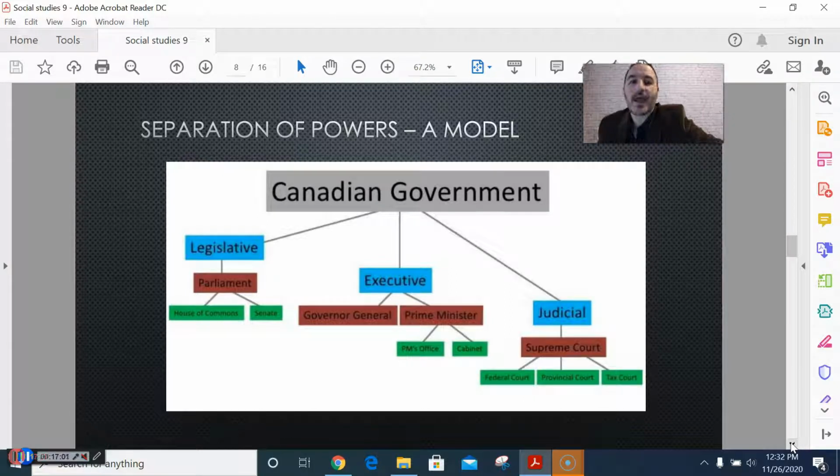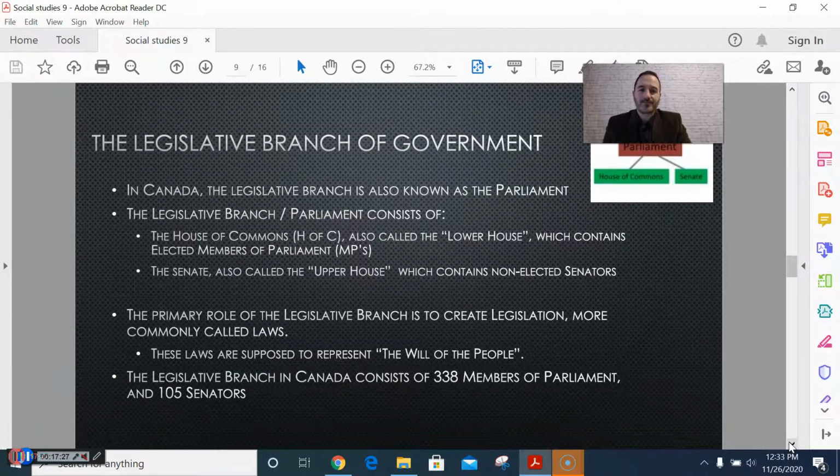That's delicious. Okay, so again, guys, legislative branch, Parliament, House of Commons, and Senate. We'll talk about them. The executive branch, Governor General and the Prime Minister. Underneath him, we also have the Cabinet and the Prime Minister's office. And then lastly, the judicial branch over here, Supreme Court. And then we have lower level courts, provincial courts, tax courts, and federal courts underneath it. Let's keep going. We're going to describe what each of these branches does.